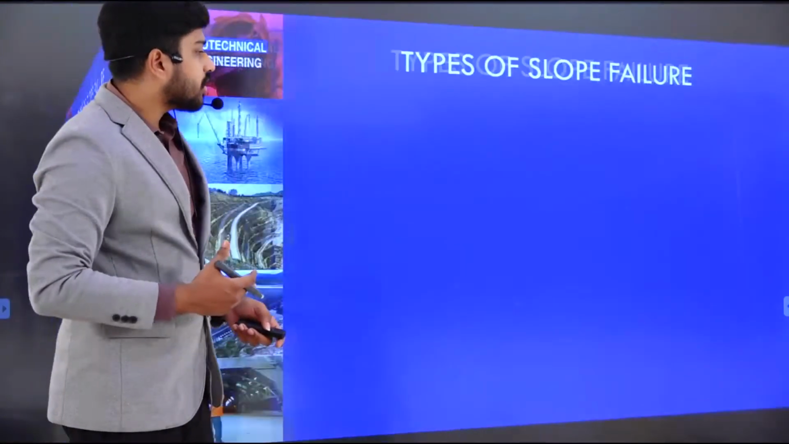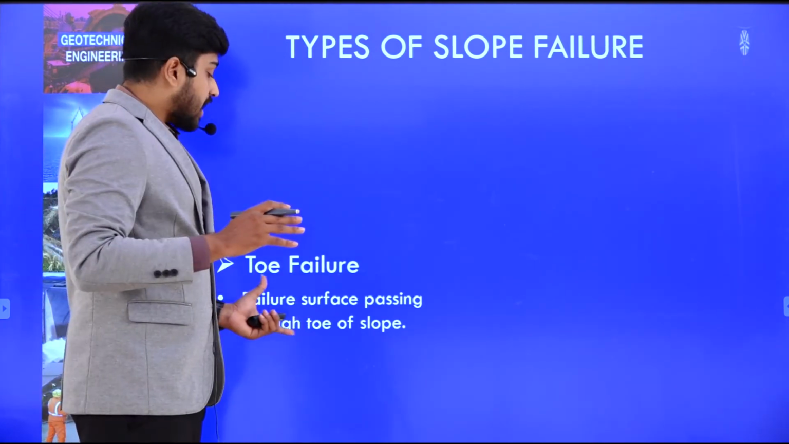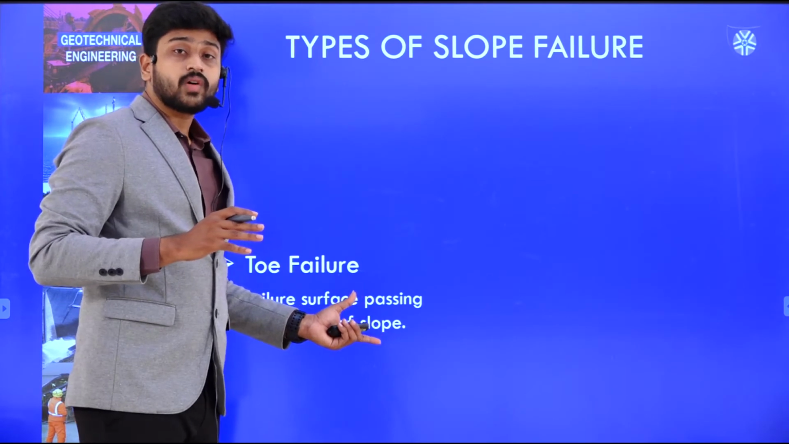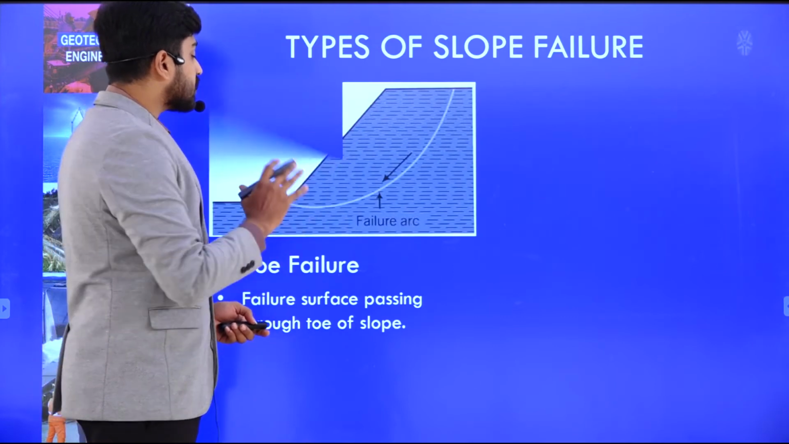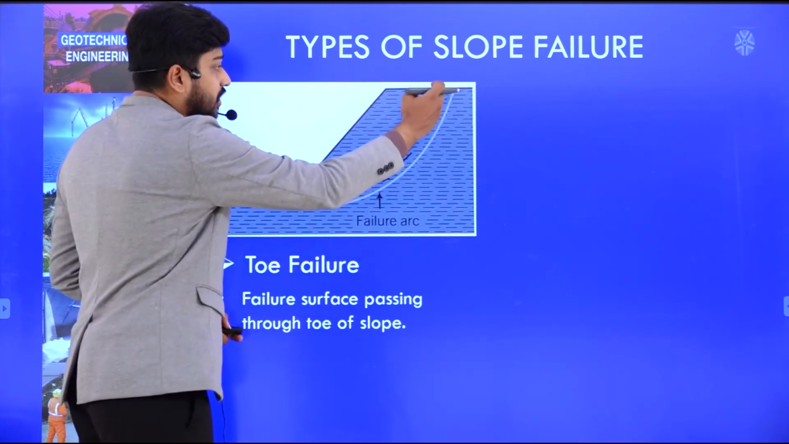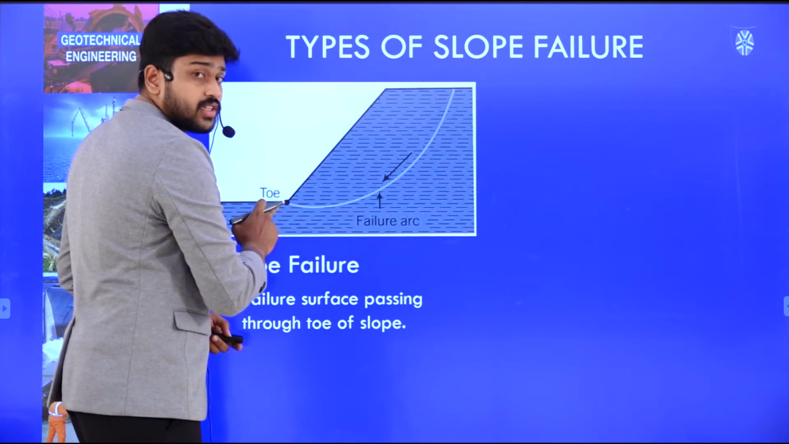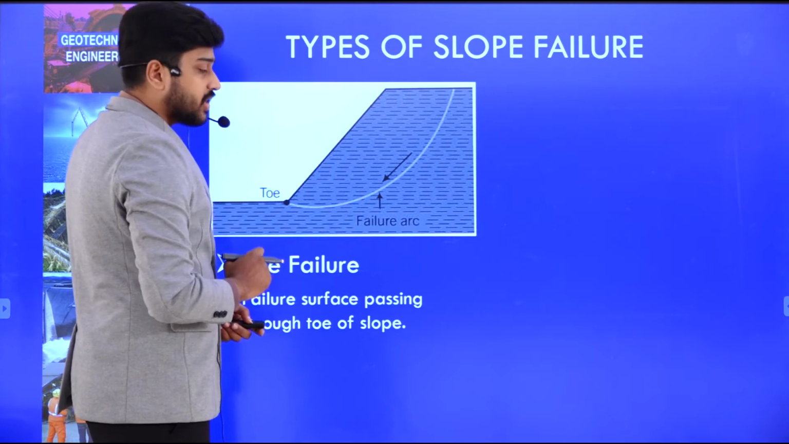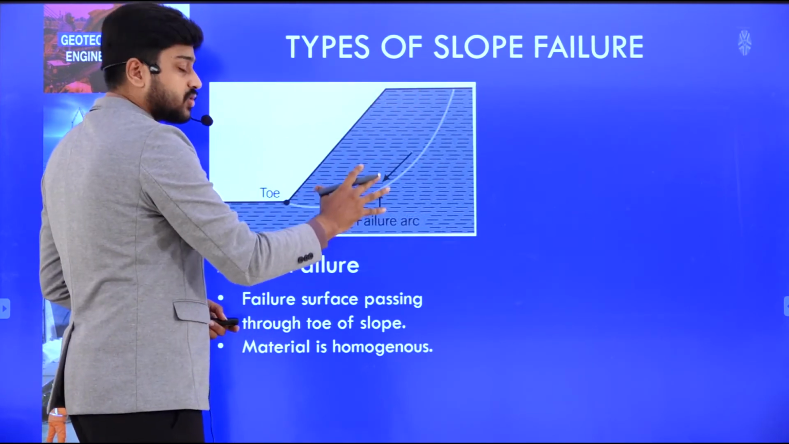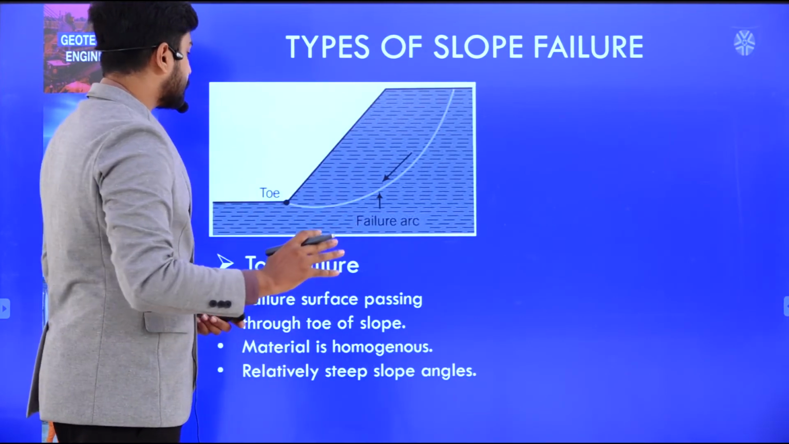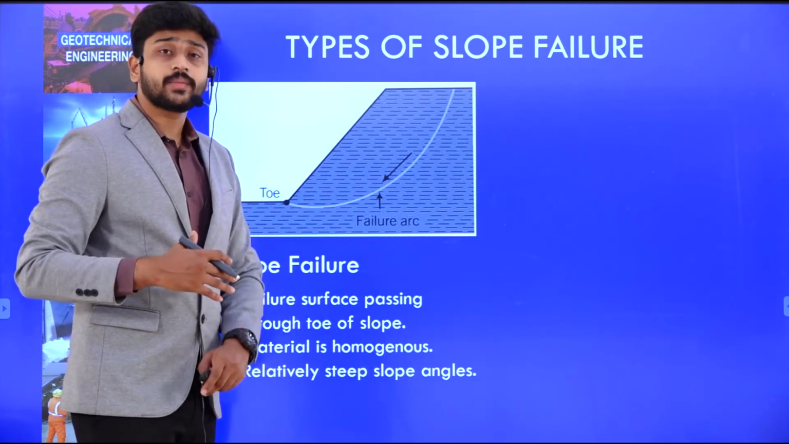Let us look at the first one, the toe failure. The failure surface passes through the toe of the slope. If you look at this particular diagram, the failure line, this white color line, is actually passing through the toe of this sloping surface. In general this happens only when the material is homogeneous, and this occurs when relatively steep slope angles are present.